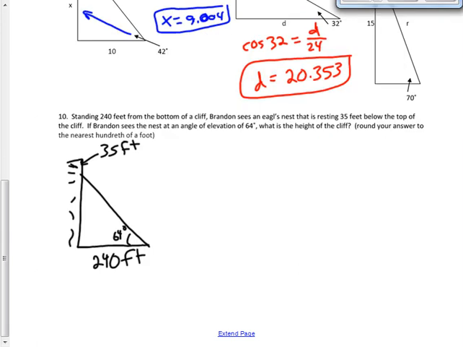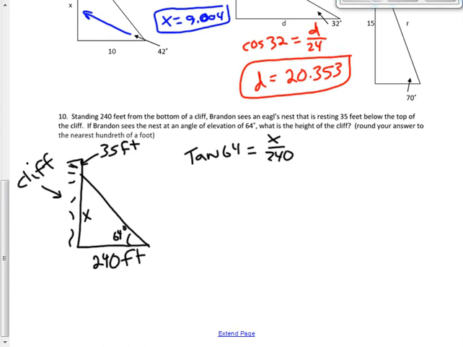When I draw my picture, it looks something like this. This is a cliff. Yep, so I look at that. I've got an extra 35 feet at the top of the cliff, but ultimately what I'm looking for is this side over here. So I've got an opposite and an adjacent. So I'm going to do tangent of 64 is equal to x over 240.